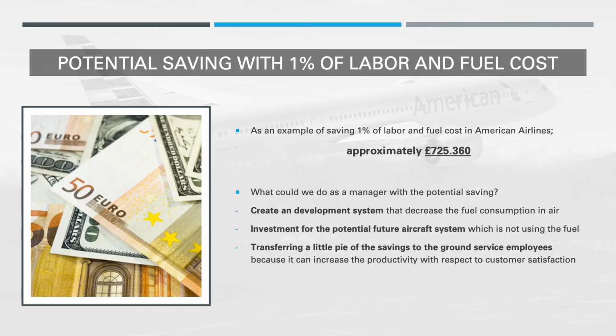If a 1% cost saving is achieved on American Airlines, we can get approximately 725,360 euros. With this money, we can create a development system that decreases the fuel consumption in air. Investments can be made in potential aircraft systems that will not use fuel. And finally, by transferring some of the money to ground service employees, productivity is increased. As a result, consumer satisfaction increases.